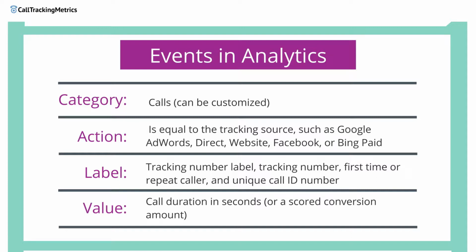The label of the tracking number. If the tracking number isn't labeled, it will report as not set. Next is the tracking number that was dialed, followed by whether or not this was a first-time or repeat caller. Lastly, the unique call identification number. By default, the value refers to seconds of talk time. If you have call conversion events enabled, the value will be the entered conversion amount.